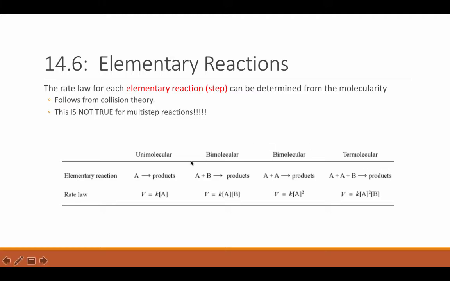So, take a unimolecular reaction. Here we have just one molecule, A, being converted to product. The rate law would be rate, represented by V here, which is equal to the rate constant times the concentration of A. For bimolecular reactions, we have two possibilities, either A combining with B or A combining with A. Here, the rate law would be rate is equal to k times the concentration of A times the concentration of B, or, for this case, rate is equal to k times the concentration of A squared.